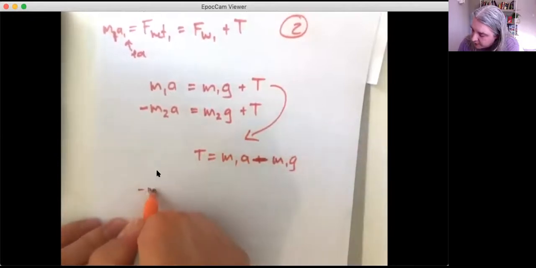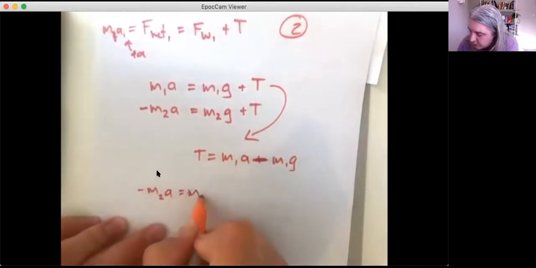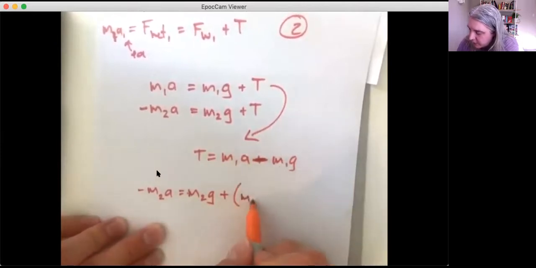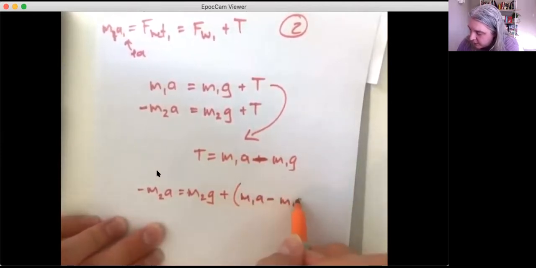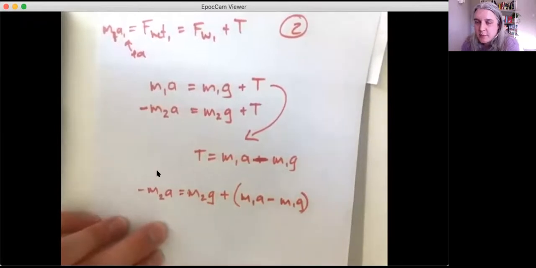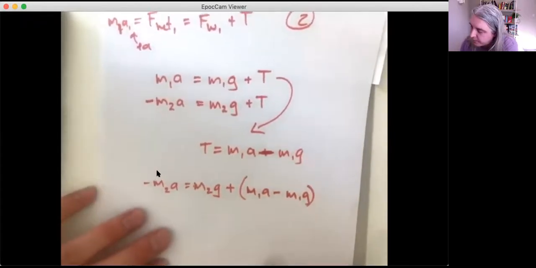What I'm going to do then is put that back into the second equation. So we get minus M2A equals M2G plus this whole thing, M1A minus M1G. Because now tension we know is equal to this, so we'll put that into here. So this is just algebra. This is just rearranging equations and substituting them in and so on.